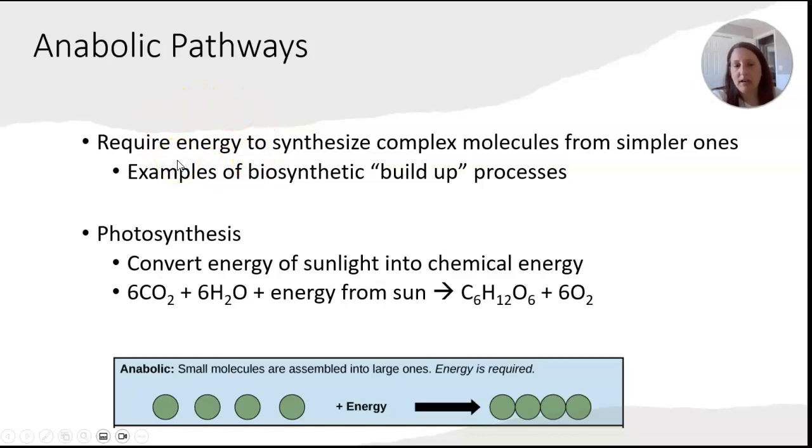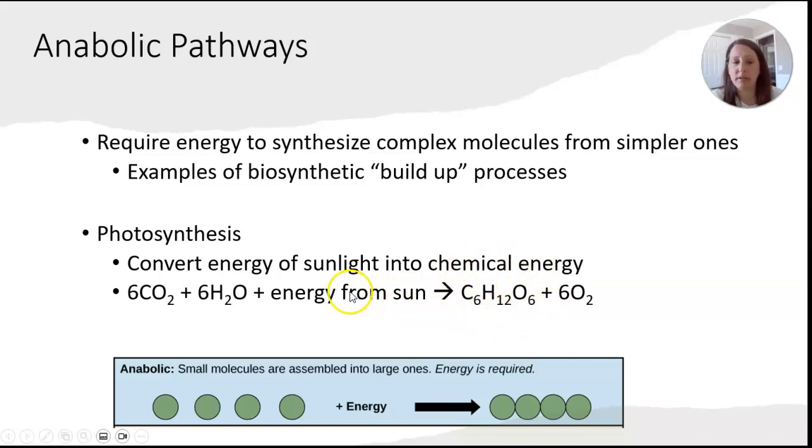Okay, and so where is that energy going to come from? It depends. Again, a lot of times it's ATP, but for photosynthesis, for example, that energy is actually going to come directly from the sun. Okay, so photosynthesis is considered to be an anabolic process in which energy from the sun, which is wave energy, will be used to drive the production of glucose, which represents chemical energy.